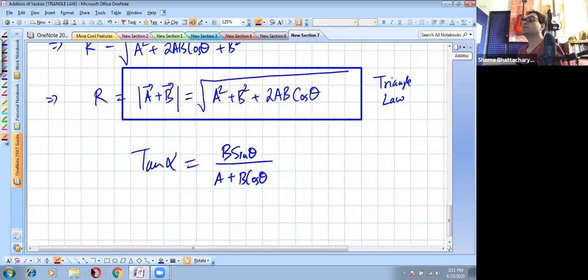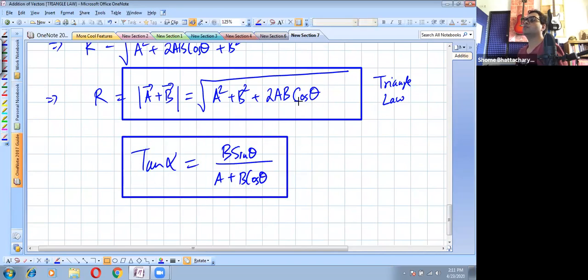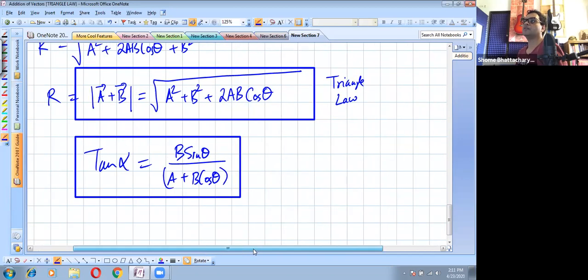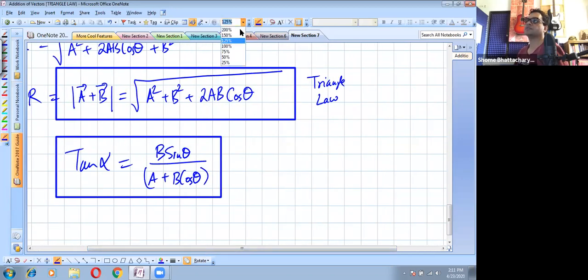So in both the equations which I put up now in boxes, you can see the right hand side consists of known quantities, so direct substitution, and the left hand side is the unknown quantity. What is the magnitude of a plus b and what is the angle alpha? So tan of that angle is given by this. So together these two actually constitute the complete statement of triangle law, that the magnitude and the angle of the resultant vector is given by this.